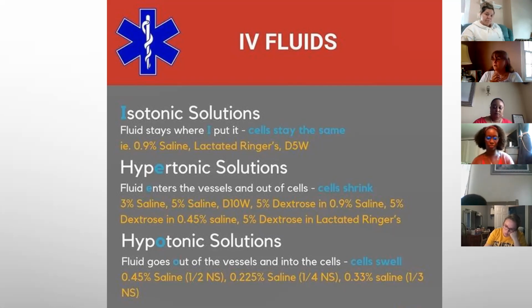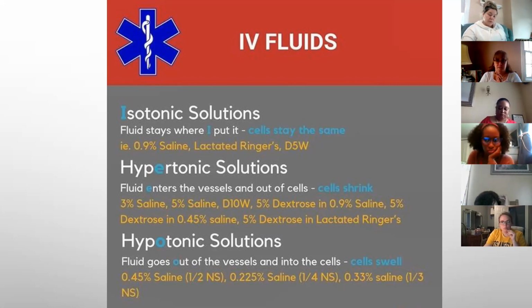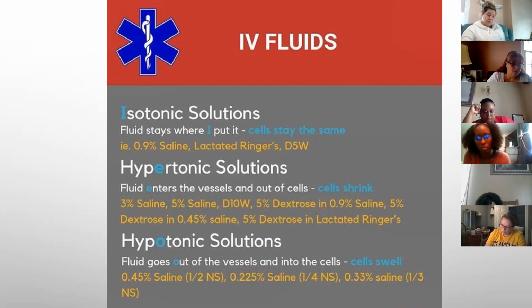When we talk about hypertonic, fluid enters the vessels out of the cells, so it's going from intracellular to extracellular. It has a higher osmolarity than your plasma, so it pulls the fluid from the cells back into the vessels. D5 normal saline and D5 half NS are things that we would say. So the cells are going to shrink.